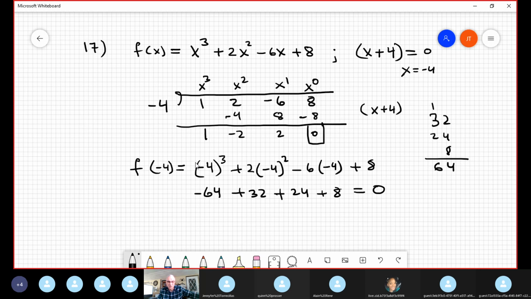Which will you prefer, synthetic division or plugging in? Synthetic division, in my opinion, is easier, because in another example that is a little bit more complicated, plugging in means you manipulate big numbers. It's the only disadvantage.